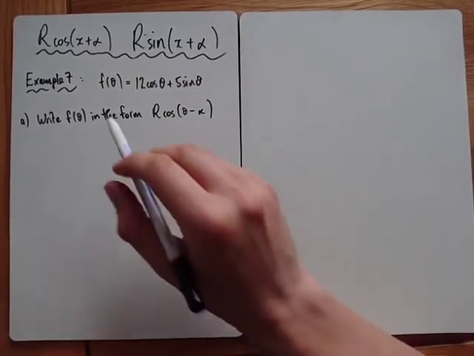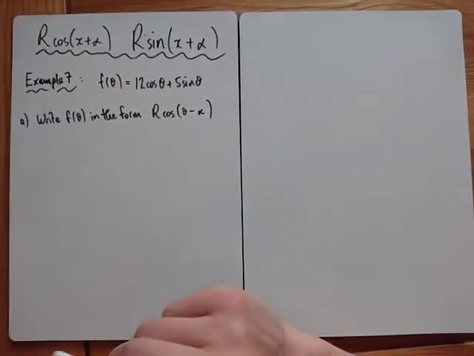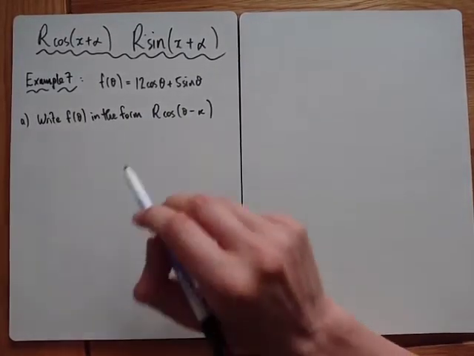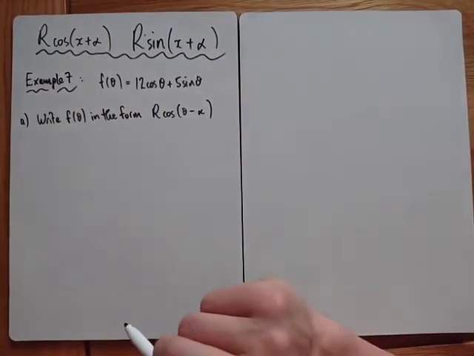Okay, example 7. Similar start, we've just got to write it in a certain form that's been given to us. So we've got 12 cos theta plus 5 sin theta, and the form is cos theta minus alpha.